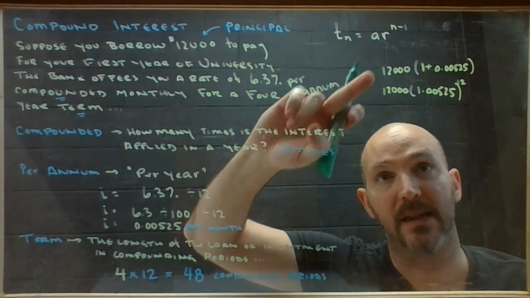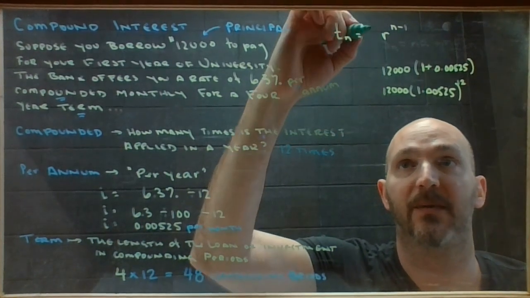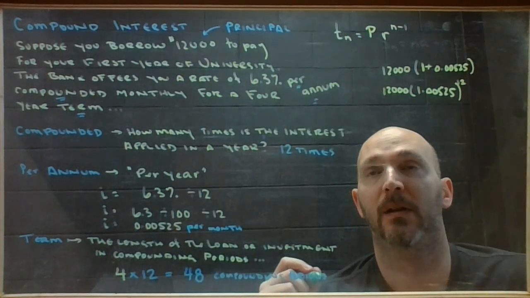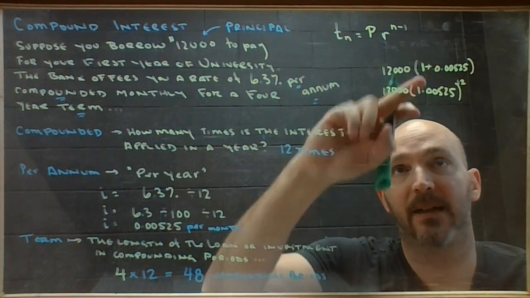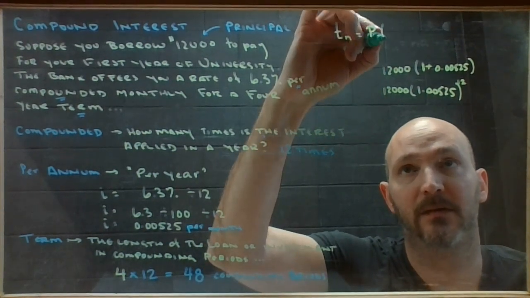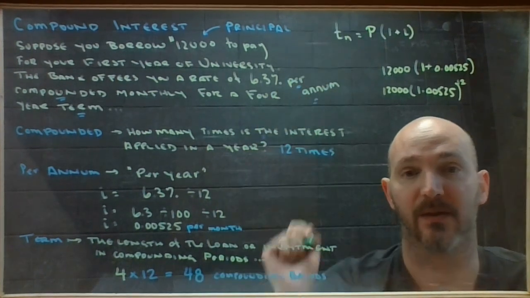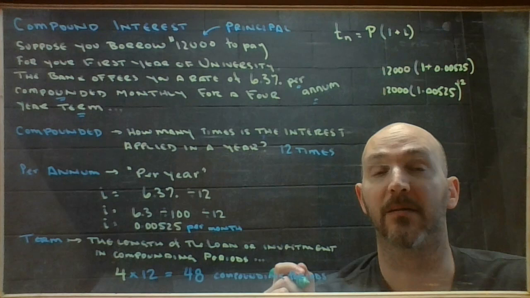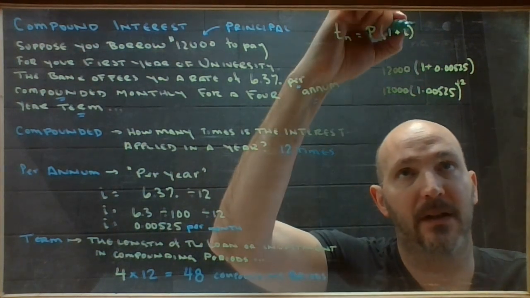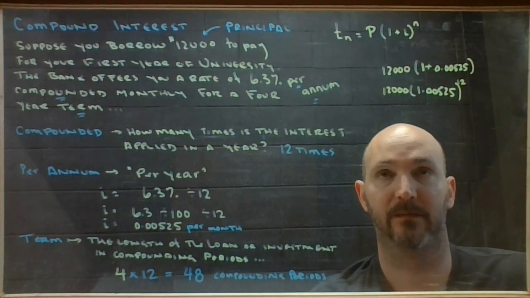That principal is the thing that we started with first. So that was my first term in the sequence. I'm going to put a P there. Second thing I've got is my R value, which is 1 plus the adjusted interest rate in terms of compounding period. And then the exponent up here is the number of months I leave it around.